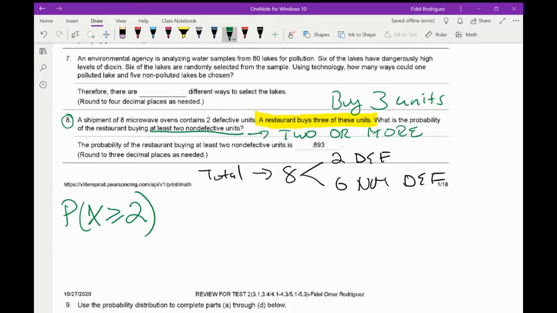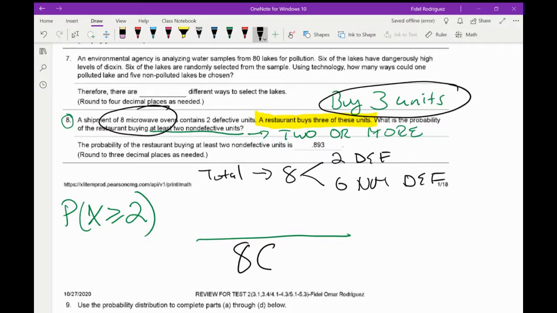Okay, so when I'm going to do this problem, the first thing I'm going to do is my denominator. The denominator, I think, is going to be the easy part. How many microwaves do we have total? 8. And how many are they actually buying? 3. That's right. So my denominator is going to be 8 choose 3. That's the bottom part of my fraction.